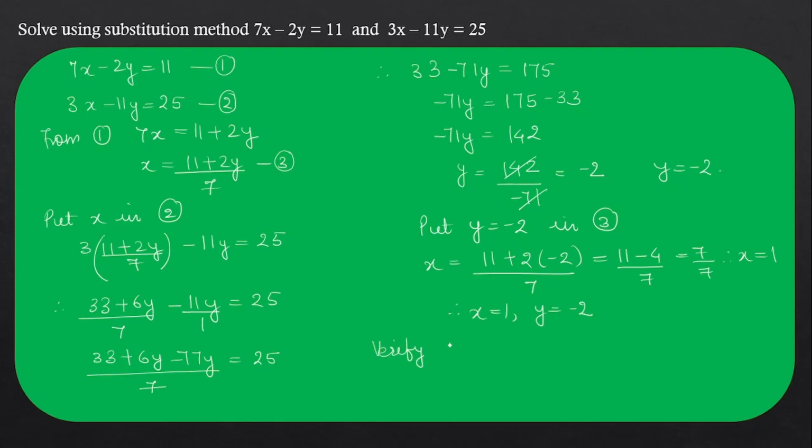Let us verify. In the first equation, put x is equal to 1 and y is equal to minus 2. 7 plus 4, 11. First equation verified.